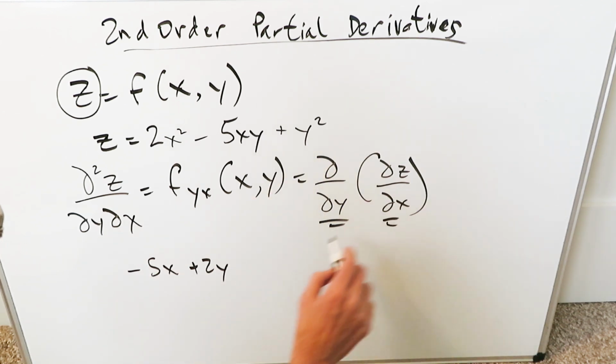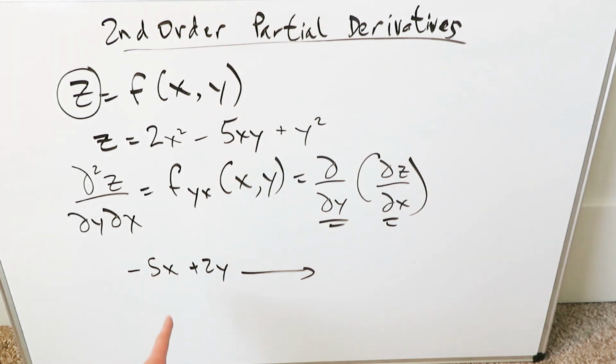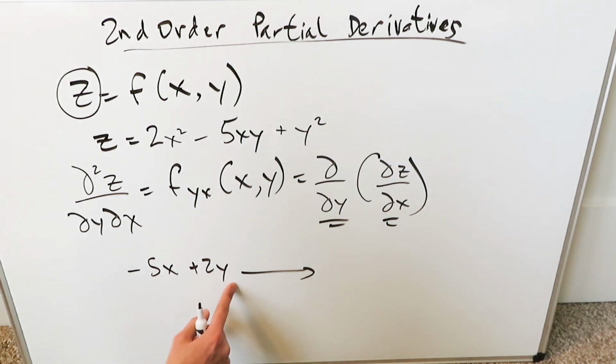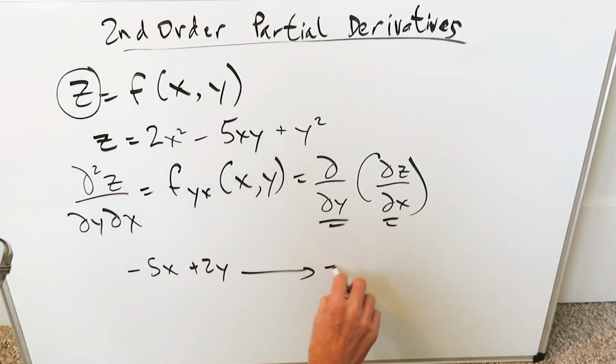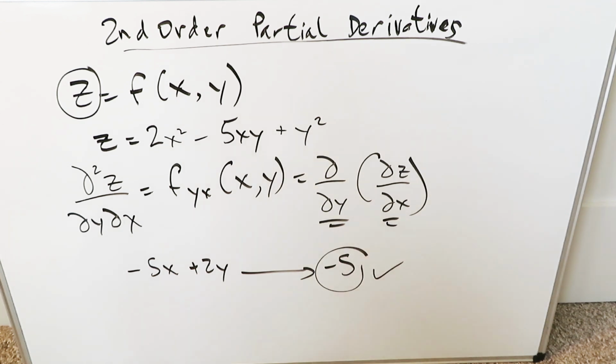Now we look at the second order derivative with respect to the x variable. The y will be a constant. This zeroes out. From here I just have a minus 5, and it will be correct. You will remember that the previous answer was also a minus 5.